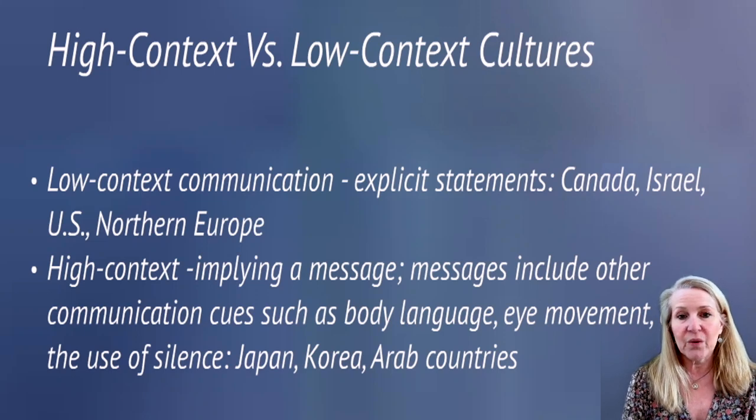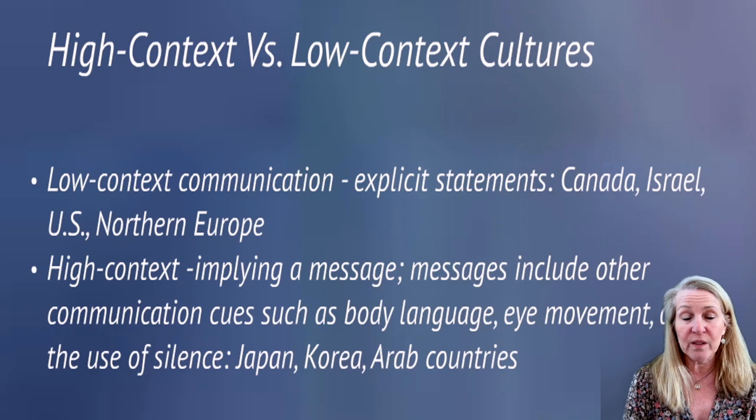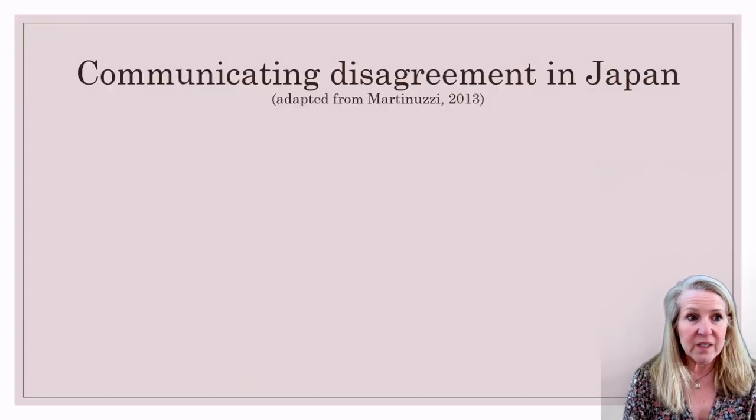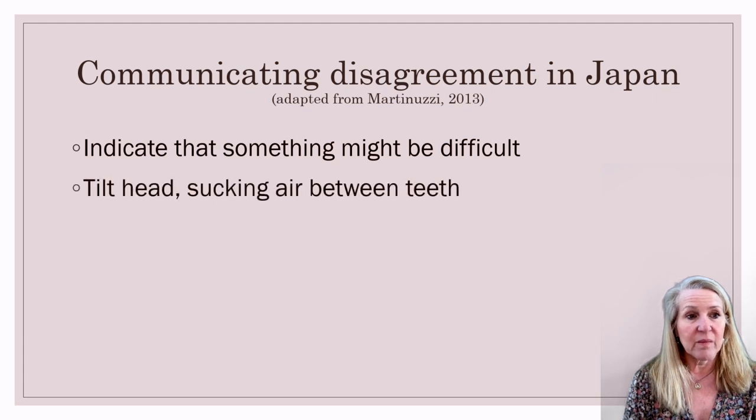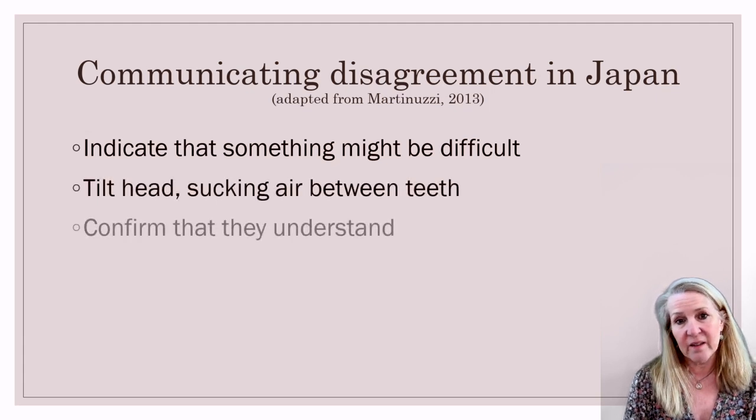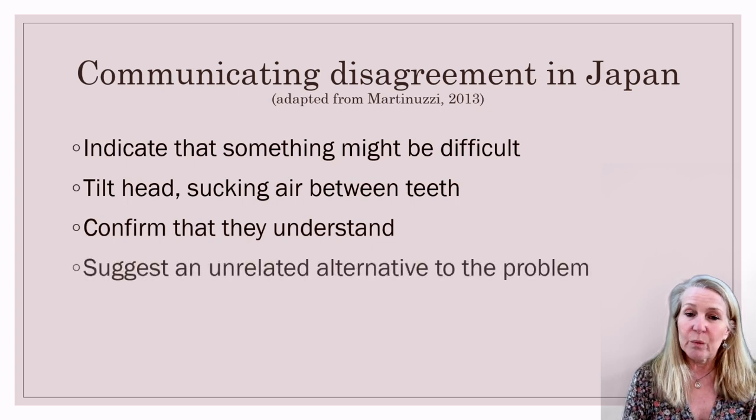So, for example, somewhere like Japan is extremely high context. The Japanese do not want to be rude, so saying no to someone would be considered rude. If you're in a business meeting with Japanese partners, then how do you know a no is a no? If you're observant, you would notice something like the following. They would indicate something might be difficult. They would indicate that they may have a bit of a disagreement.